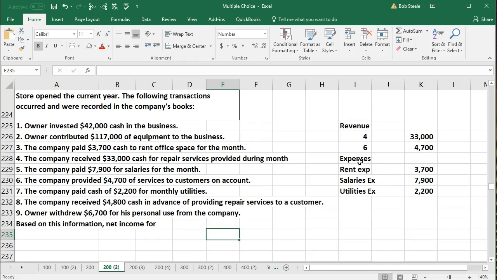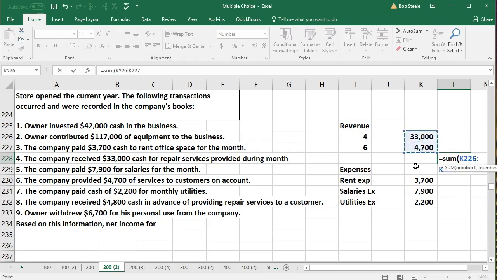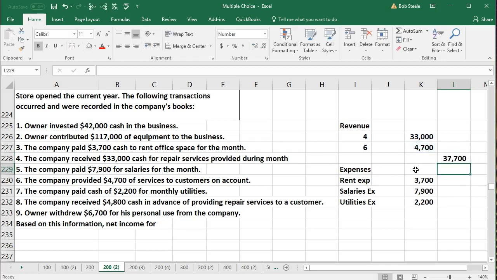So I believe this is all we have here. So I'm going to go ahead and sum these up in the outer column. So I'm going to bring this down. I'm going to sum these two up. So we're going to say the two revenue items happened on 4 and 6, 33,000 plus 4,700, providing us with total revenue of 37,700.